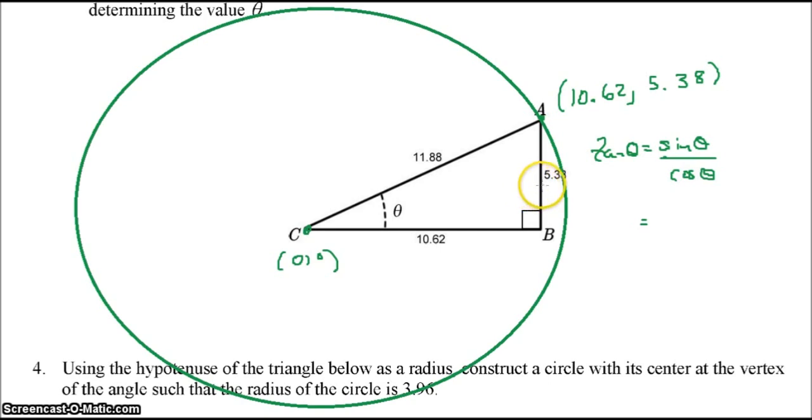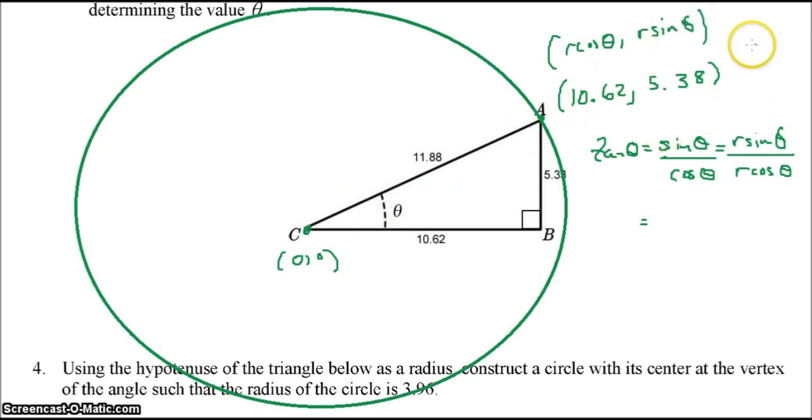Notice that these points are really r cosine theta, r sine theta. That's what the x and y coordinates are. And if we subtract from 0, divide by subtract from 0, we just get y over x, r sine theta over r cosine theta, which, notice that the r's cancel out, just sine theta over cosine theta.